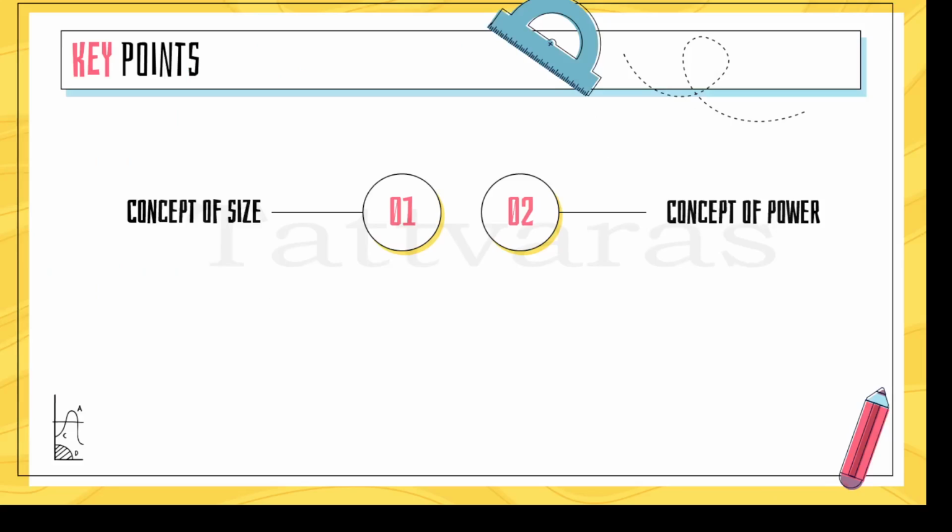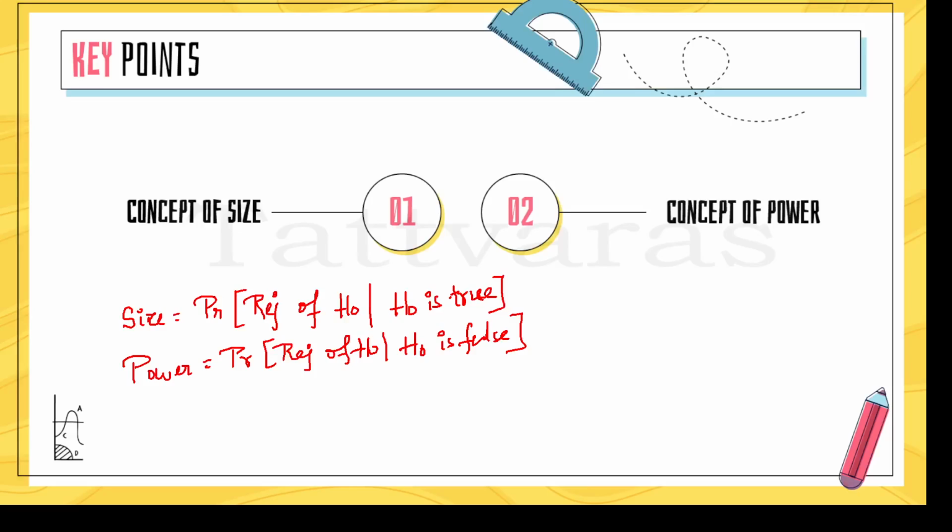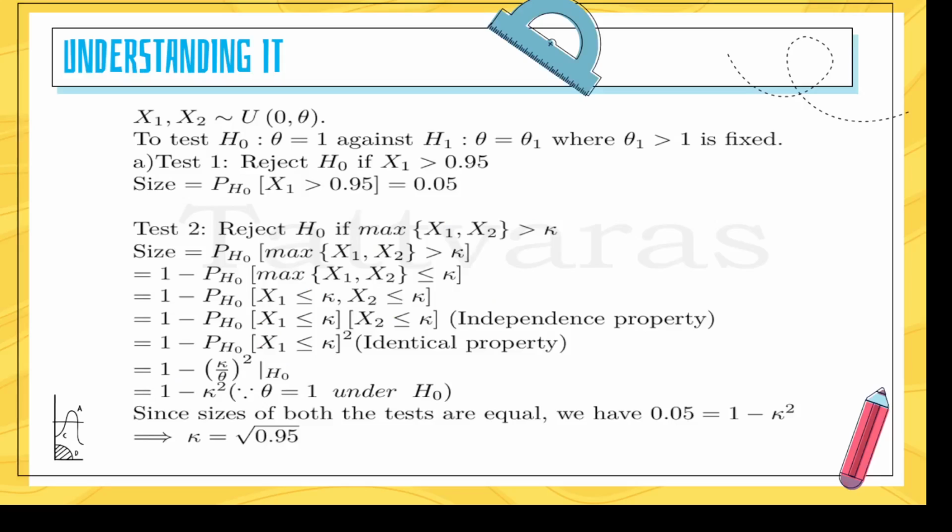For solving this problem, we will require two concepts: one is size and another is power. The definition of size is the probability of rejection of H0 when H0 is true, and power is the probability of rejection of H0 when H0 is false. So first we find the size of both the tests. The size for test 1 is the probability under H0 that X1 is greater than 0.95, which is 0.05.